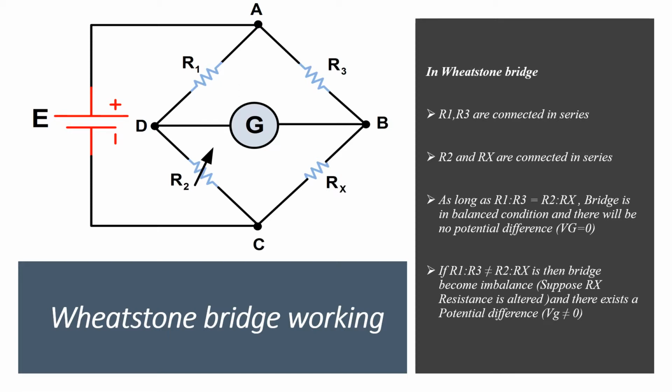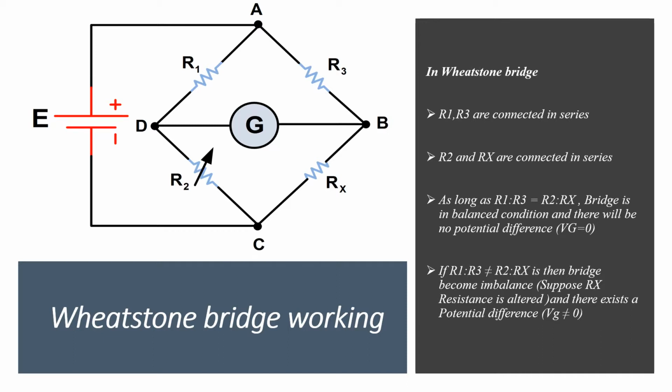In the Wheatstone bridge, R1 and R3, and R2 and Rx, are connected in series as shown in the image. As long as the ratio of R1 to R3 and R2 to Rx are equal, the bridge is in the balanced condition and there will be no potential difference across the galvanometer, and hence the current passing through the galvanometer is zero. In case the bridge becomes unbalanced due to some change in the resistance, then R1 to R3 will not be equal to R2 to Rx. So that is the bridge unbalanced condition.